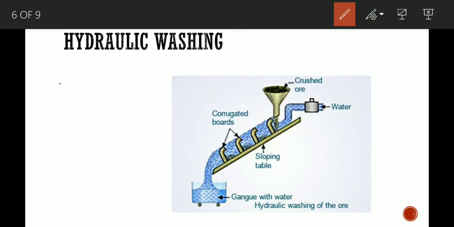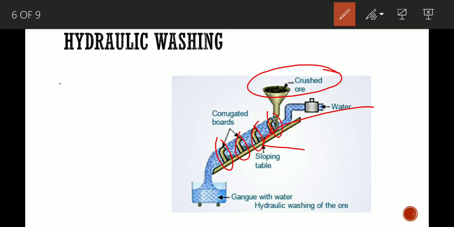Okay, so what happens in this method is the ore is washed with running water. As you can see here, this is a crushed ore, and it is getting washed by the running water using big tubs or a Wilfley table that has grooves. Can you see the grooves?